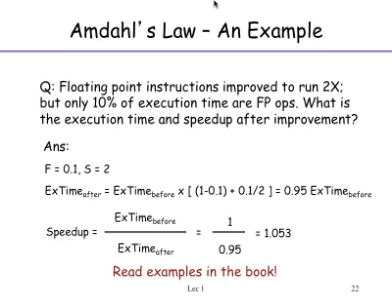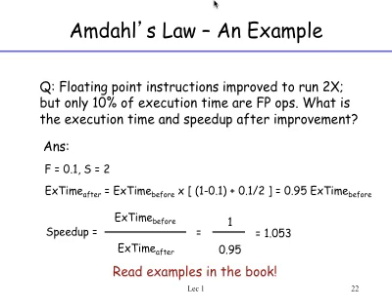Okay, let's look at a more concrete example. We have floating point instructions which are improved to run at 2 times the speed. But only 10% of the execution time is floating point operations. What is the execution time and speed up after the improvement? Of course, the answer is on the same page. From the description, we know the fraction is 0.1, that's 10%, and the speed up factor is 2.